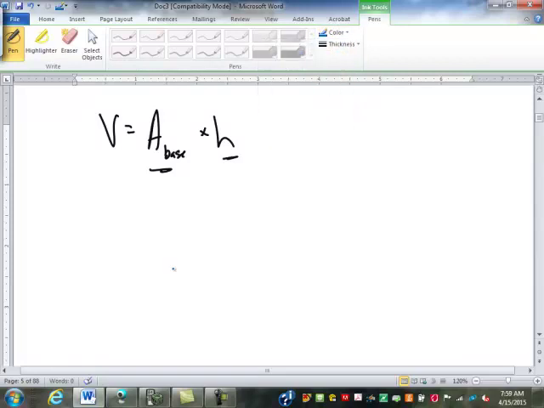For example, if we had a weird shape like this that was our base, I'd put some dimensions on it.